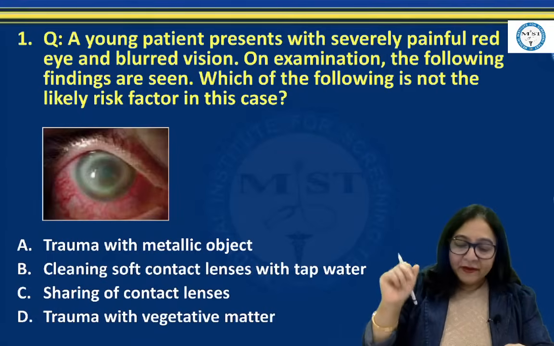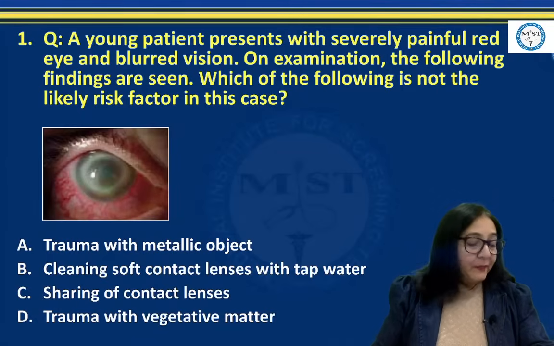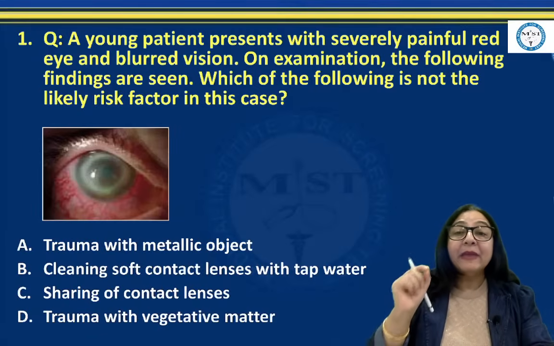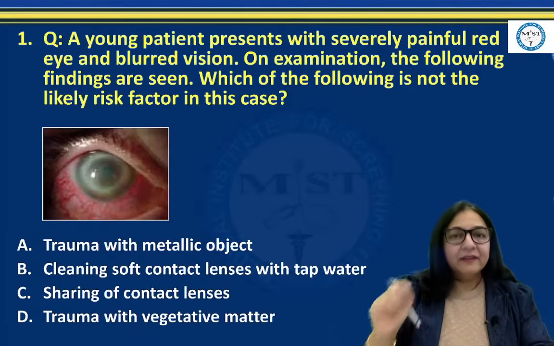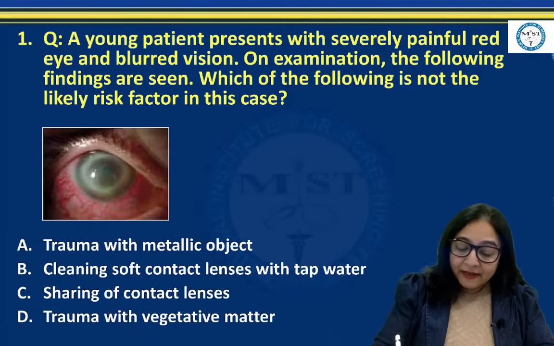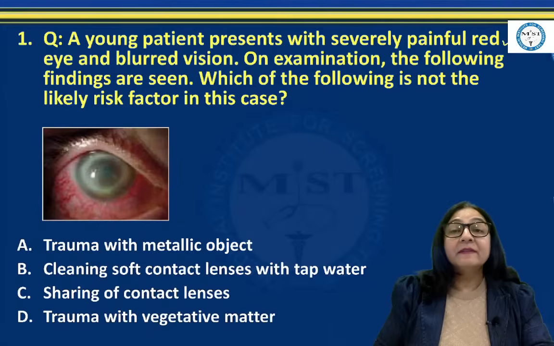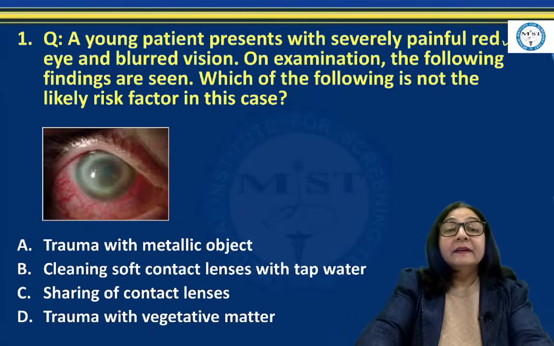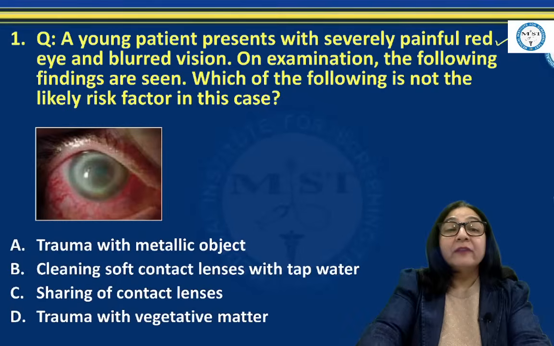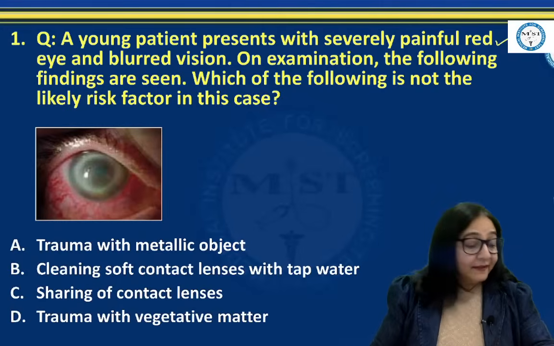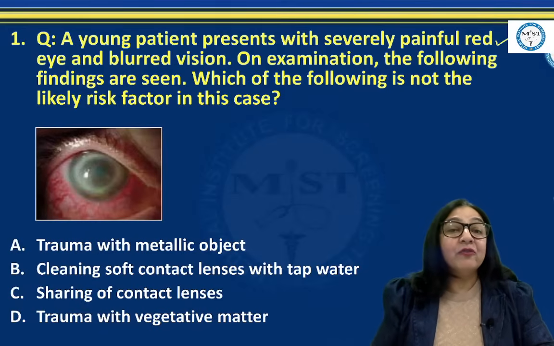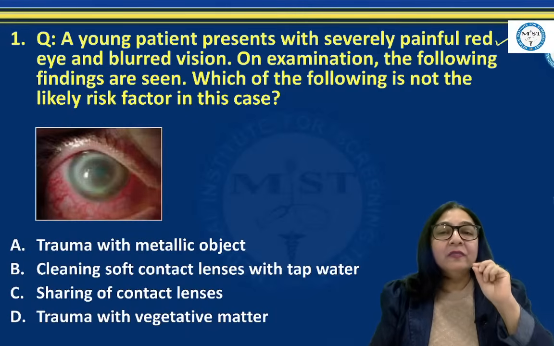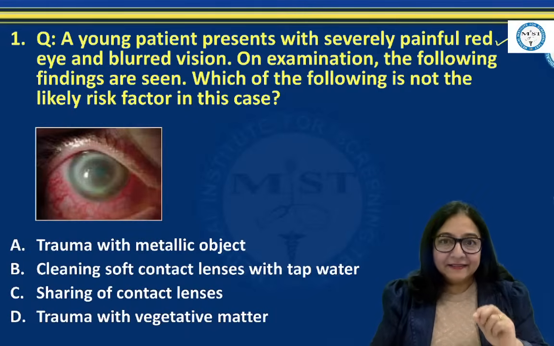Okay, so what is this question letting us know? A young patient presents with severely painful red eye. So the age group of the patient is a young patient. What are the symptoms which we are getting here? A severely painful red eye. Okay, so this is important to note. And blurring of the vision. So there is a blurring of the vision as well. On examination, the following findings are seen. So there is a clinical picture shown here. Which of the following is not the likely risk factor in this case?